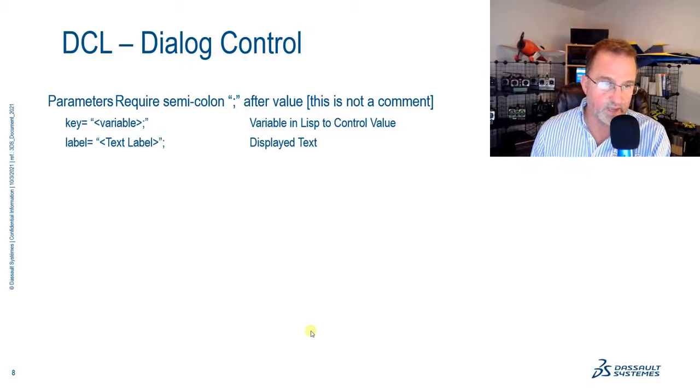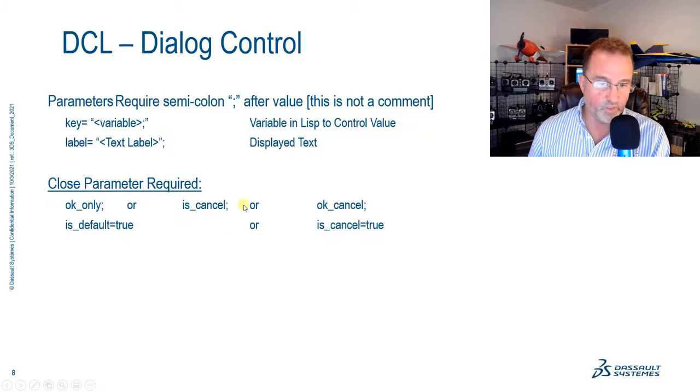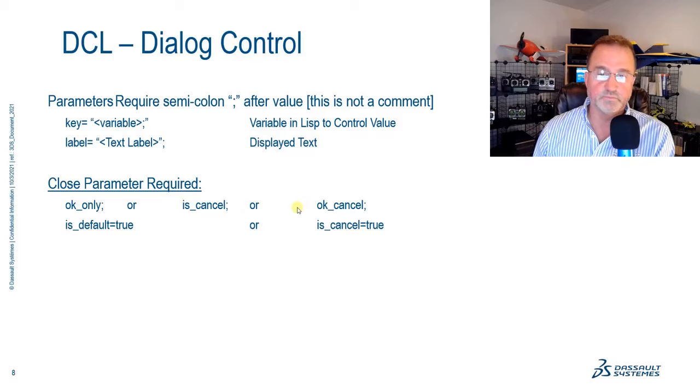Now, when we look at the way the file's laid out, you'll see that we have a key or a label, and then once we define whatever that key or that label is, you'll see the semicolon that's used after that value. Also, within a dialog, when you define your dialog, you have to have some type of a close parameter. There's a number of options here. You can say OK only, or is cancel, or OK cancel, or is default true, or is cancel true. It has to have one of these in there.